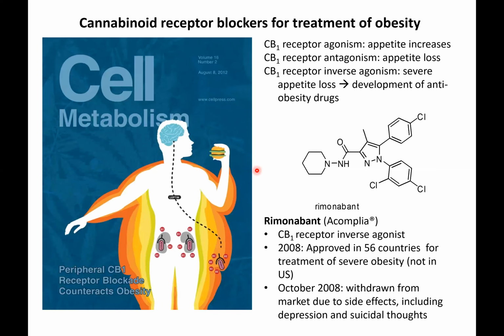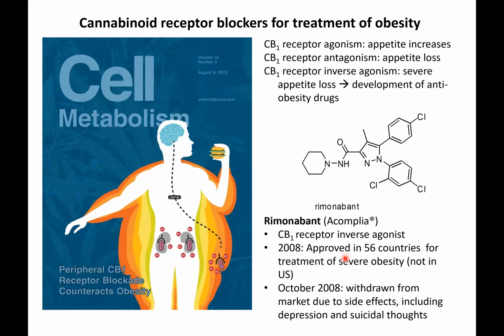What is interesting here is that stimulation of the CB1 receptor will increase appetite, for terminal cancer patients that have no appetite, to stimulate their metabolism. But you can also turn it around and ask, can we develop a drug from this platform that antagonizes the receptor or inverses the activity of the receptor? The pharmaceutical industry did that and came up with the compound rimonabant, which was used in Europe for a while for weight loss. It was approved in 56 countries for severe obesity, but not in the US.